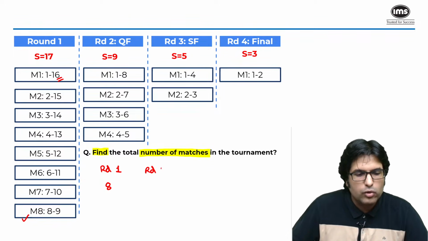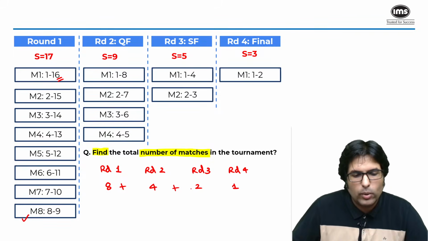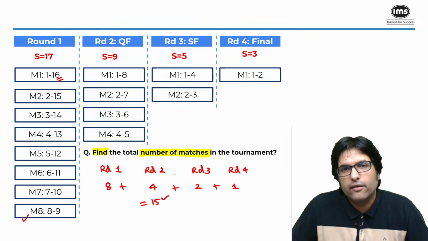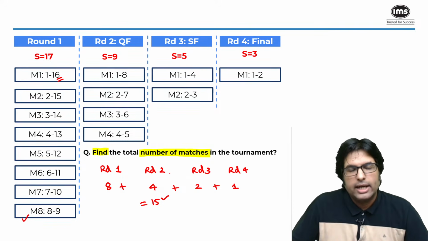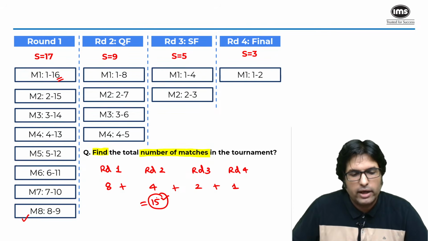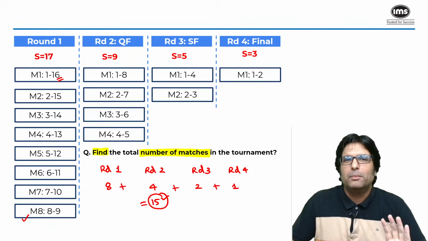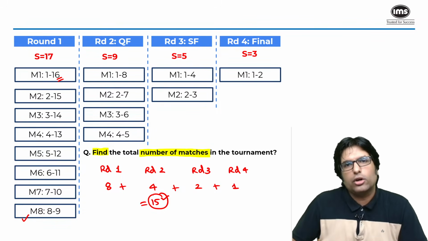What about round 2? So round 2 we would say there are 4 matches. Round 3 we have just 2 matches, and round 4 finally we just have 1 match. So if we add these values up, 8 and 4, 12 and 2, 14 and 1, we get our answer as 15. Now this is a slightly lengthier way to solve this question. Can there be a direct approach to get an answer to this question of 15? One is to manually count 8, 4, 2, 1. So we now know the correct answer, but this is lengthier. Is there a shorter way?